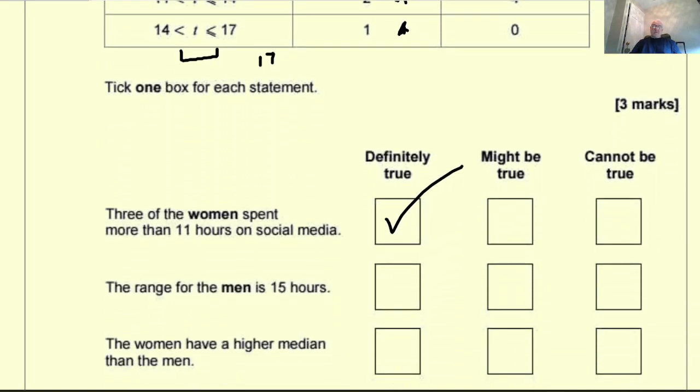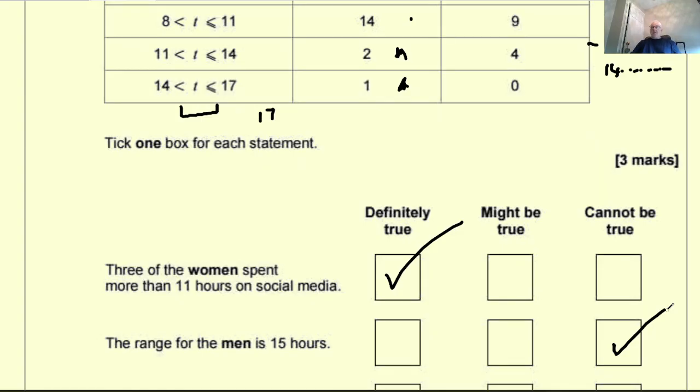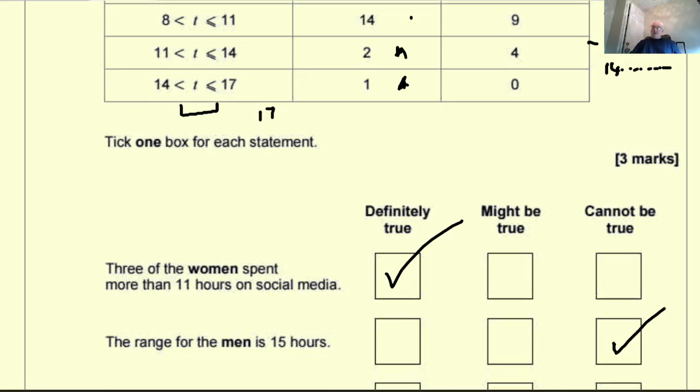So let's see what it wants again. The range for the men is 15 hours. Cannot be true. The most it can be is 14.9999999. Can't be 15 hours.